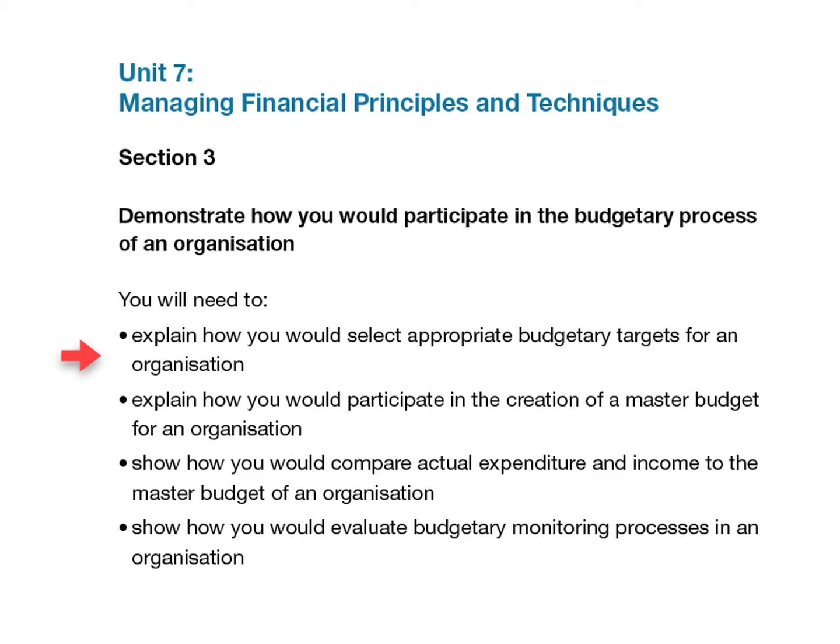You need to focus on targets for each area of expenditure, which would normally be compared with actual expenditure on a monthly basis. You need to explain how you would select appropriate budgetary targets and what corrective action you might take to address any variances between actual and forecast expenditure.